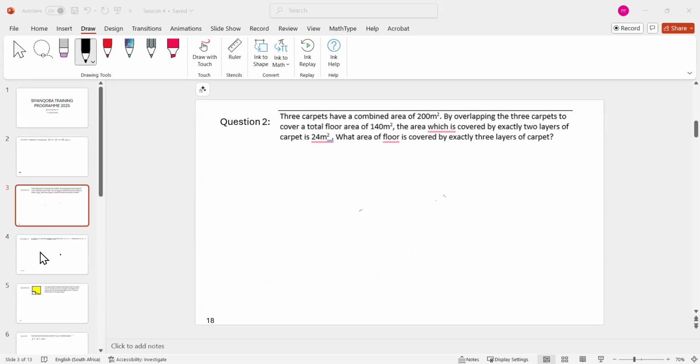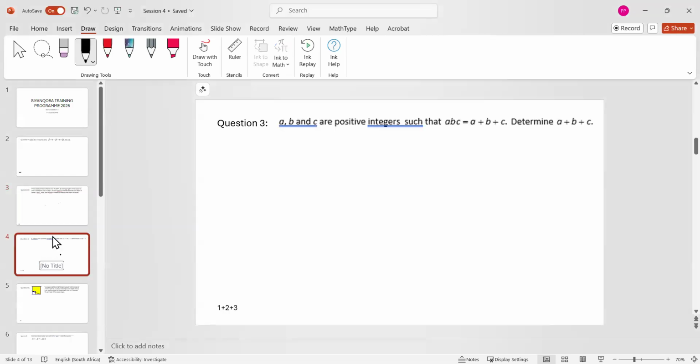Let's get on to problem number 3. A, B, and C are positive integers such that the product, they're integers now, that's very important. So they're not any numbers, they are integers. And they're positive. That's very nice. I like positive numbers. 1, 2, 3, 4, 5, and so on. So you don't have to deal with the negative ones. So they are positive integers. And the product, A times B times C, is equal to their sum.